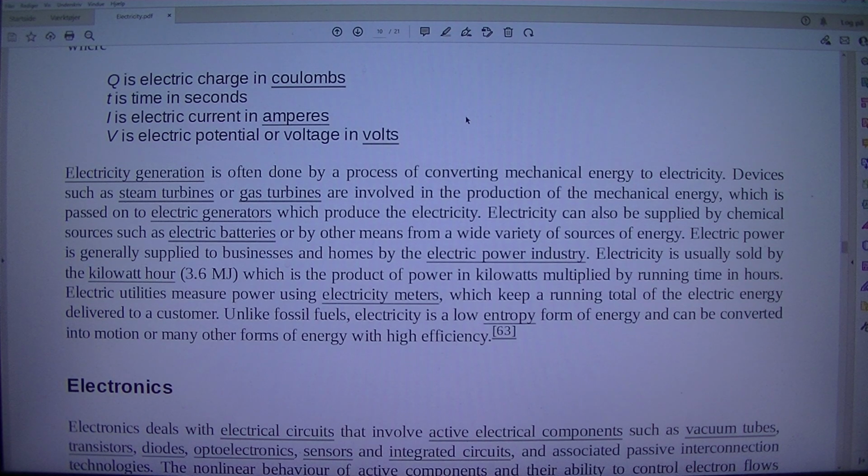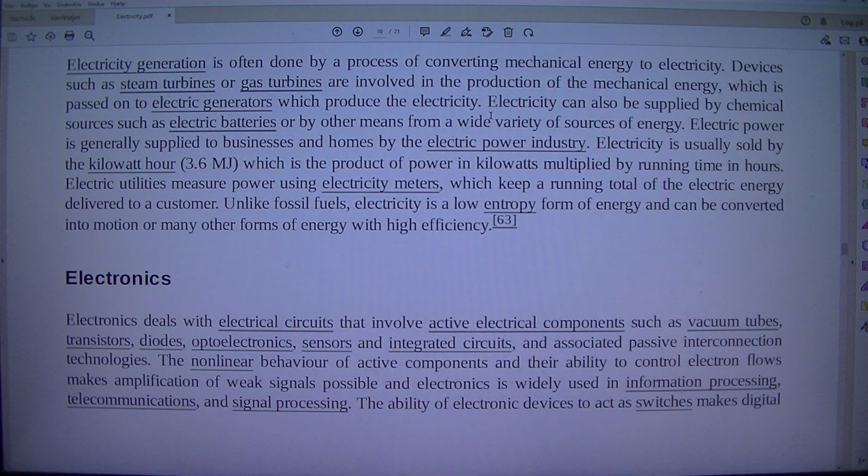Electricity generation is often done by a process of converting mechanical energy to electricity. Devices such as steam turbines or gas turbines are involved in the production of the mechanical energy, which is passed on to electric generators which produce the electricity. Electricity can also be supplied by chemical sources such as electric batteries, or by other means from a wide variety of sources of energy. Electric power is generally supplied to businesses and homes by the electric power industry.